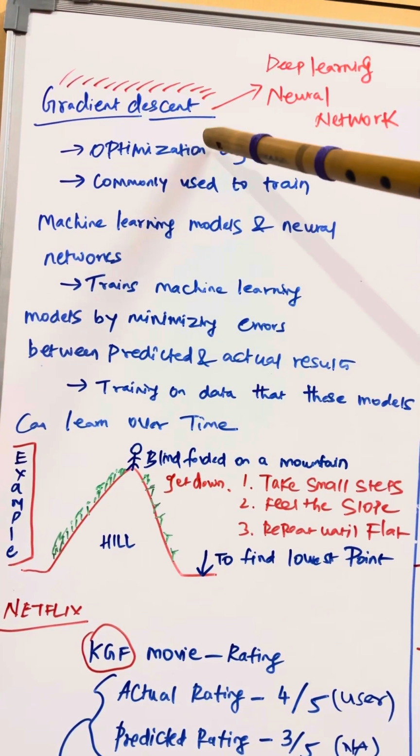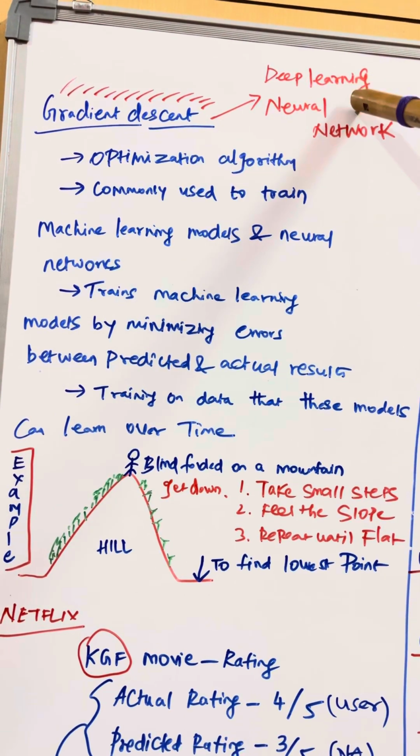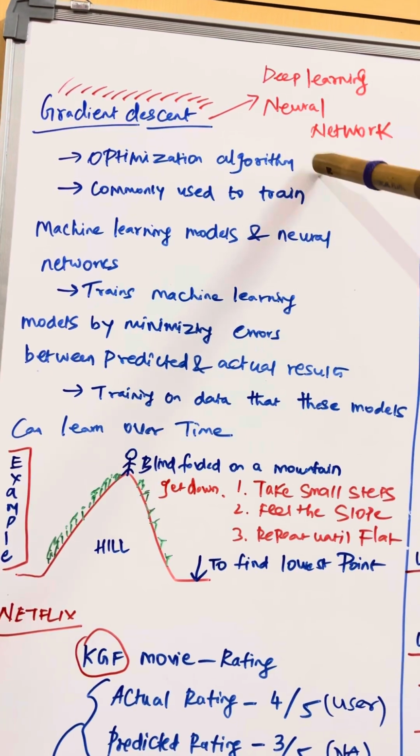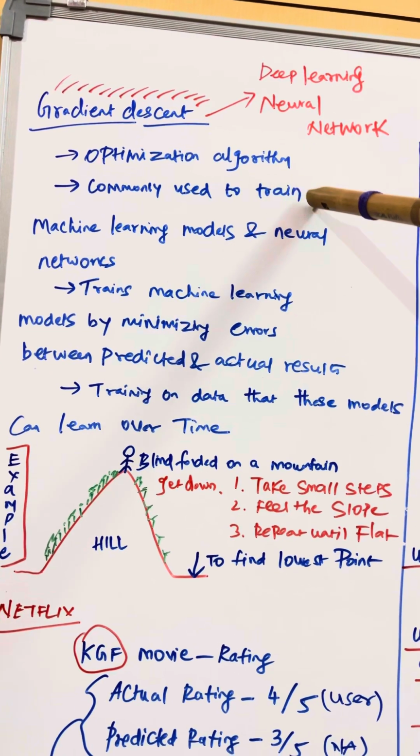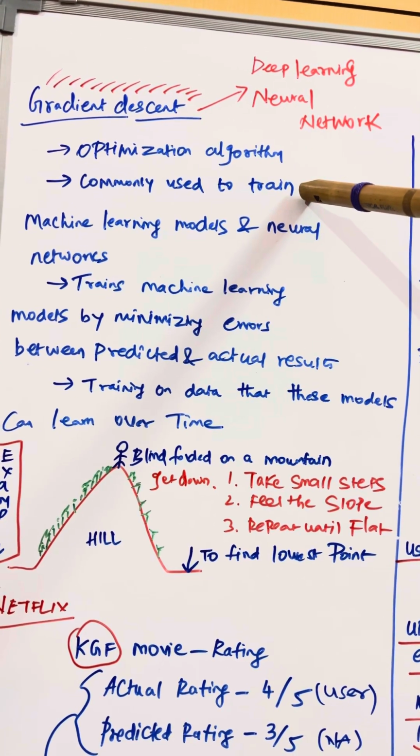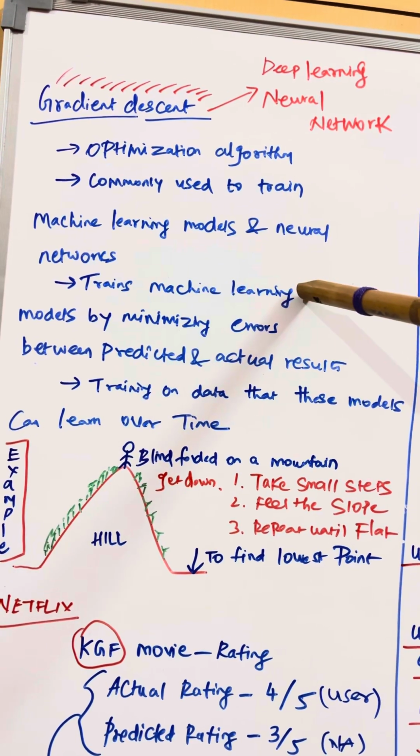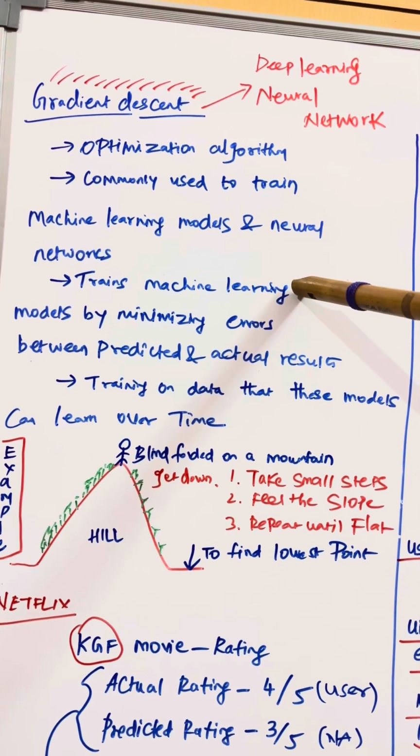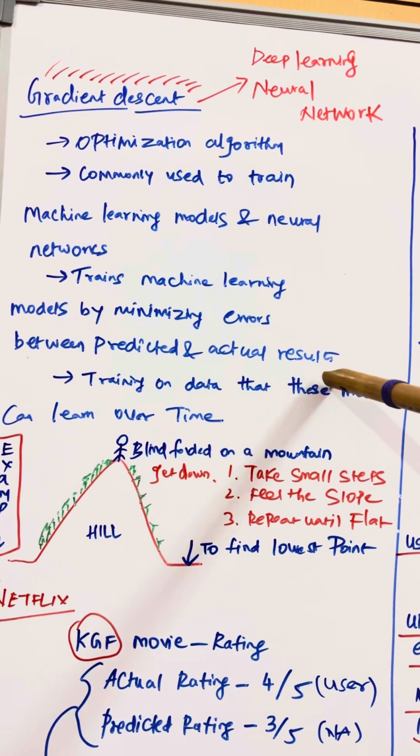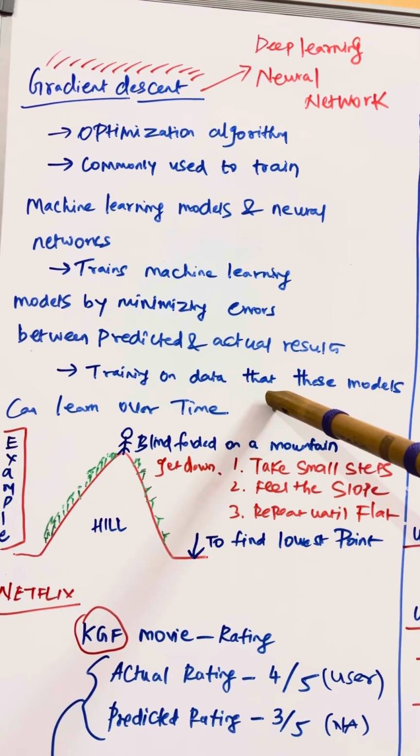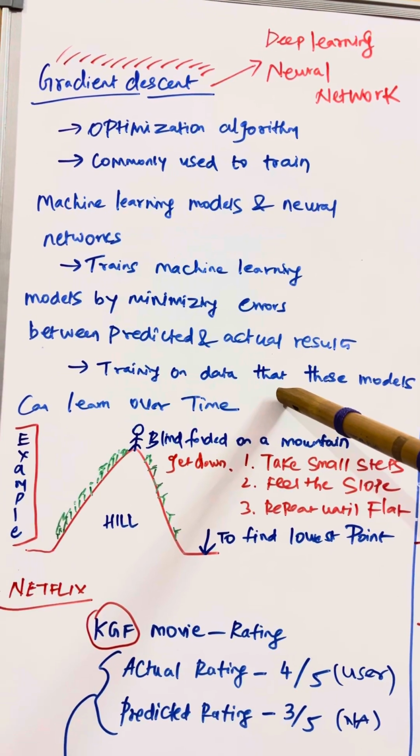We will see gradient descent from deep learning neural network. It's an optimization algorithm commonly used to train machine learning models and neural networks. It trains machine learning models by minimizing errors between predicted and actual results. So it's a training on data that these models can learn over time.